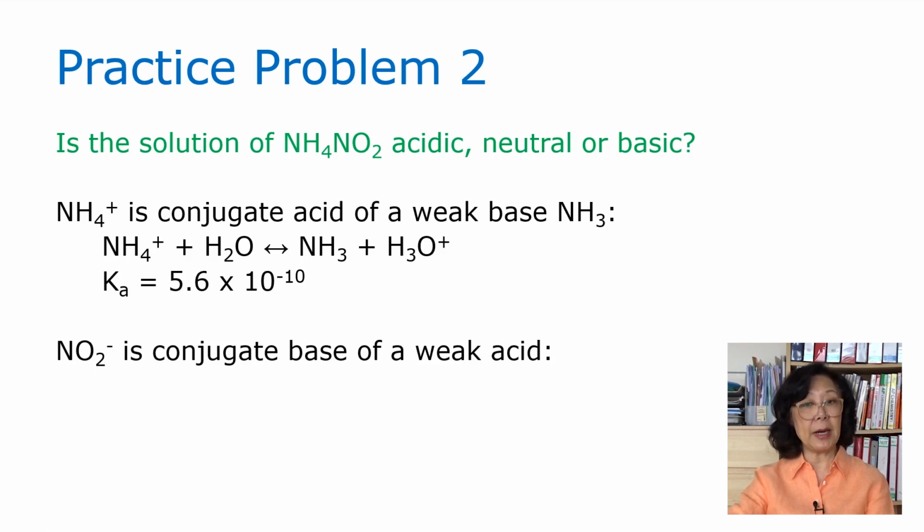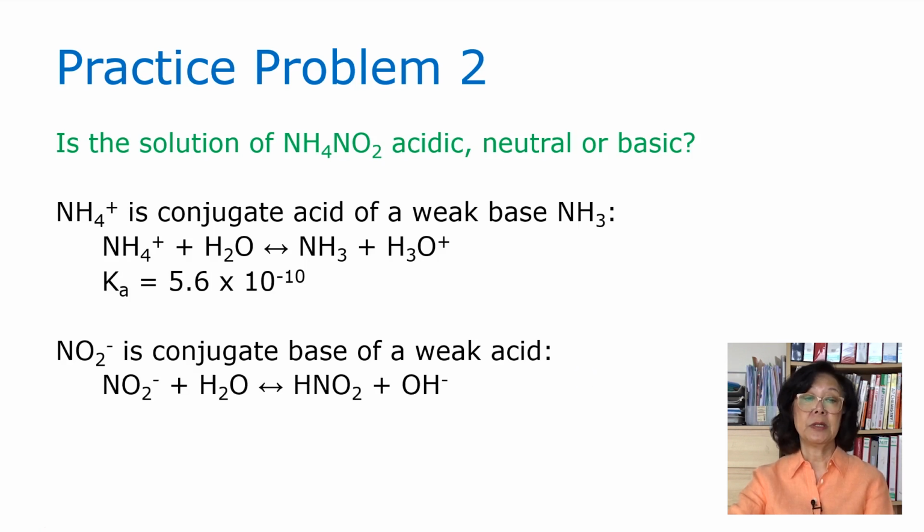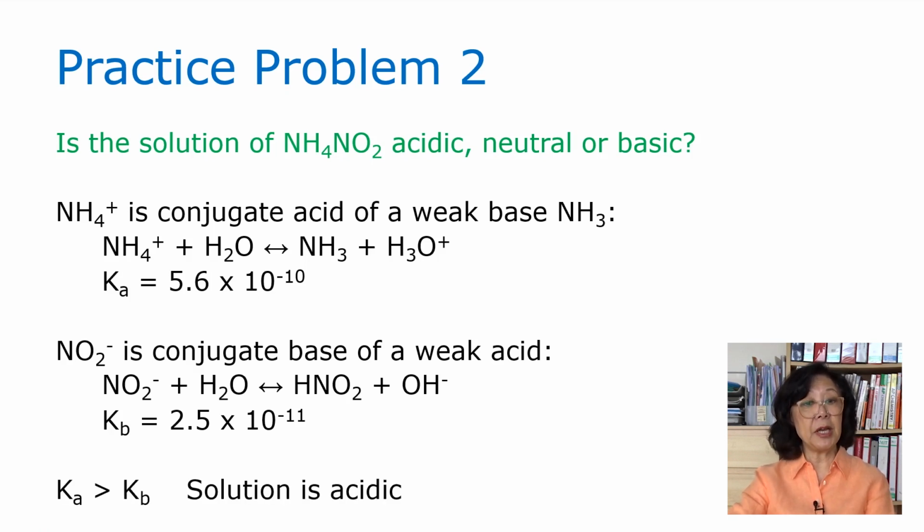Then we look at the anion, the nitrite NO2- ion, which is a conjugate base of a weak acid. So when it ionizes in water, it forms the hydroxide ion. That means we now need to calculate the Kb value, which is 2.5 times 10 to the minus 11. When you compare the Kb with the Ka, we notice that Ka is greater, therefore the solution is acidic.